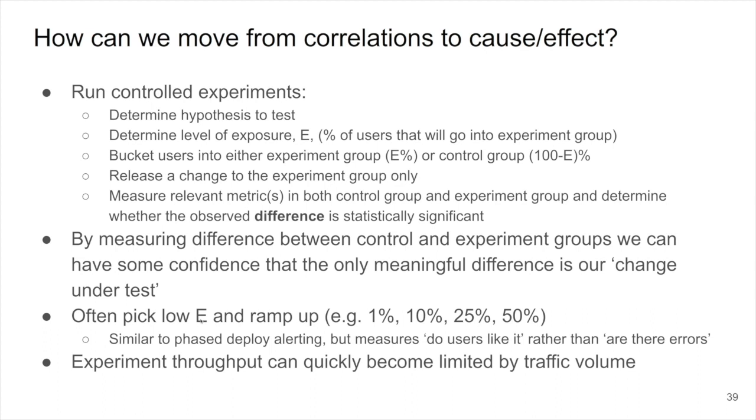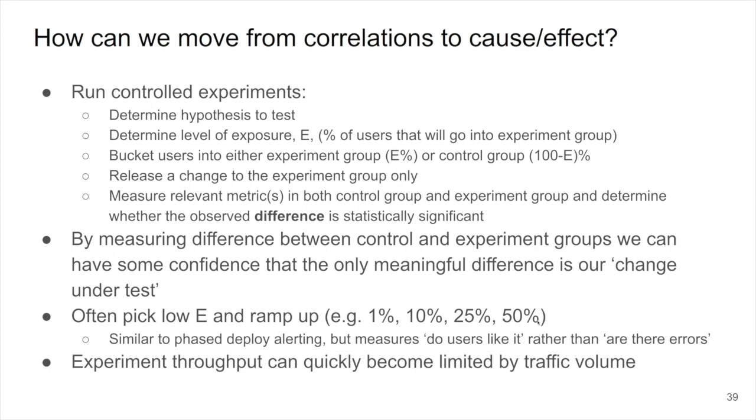So similar to a rolling deploy, we want to start small and check the metrics are looking okay-ish before we ramp up to 50%. And at 50%, this is where we can get to statistical significance fastest because we've got balanced experiment and control groups. And we just start small because we want to make sure that our key measures aren't looking hugely negative before we increase exposure and potentially impact the business.